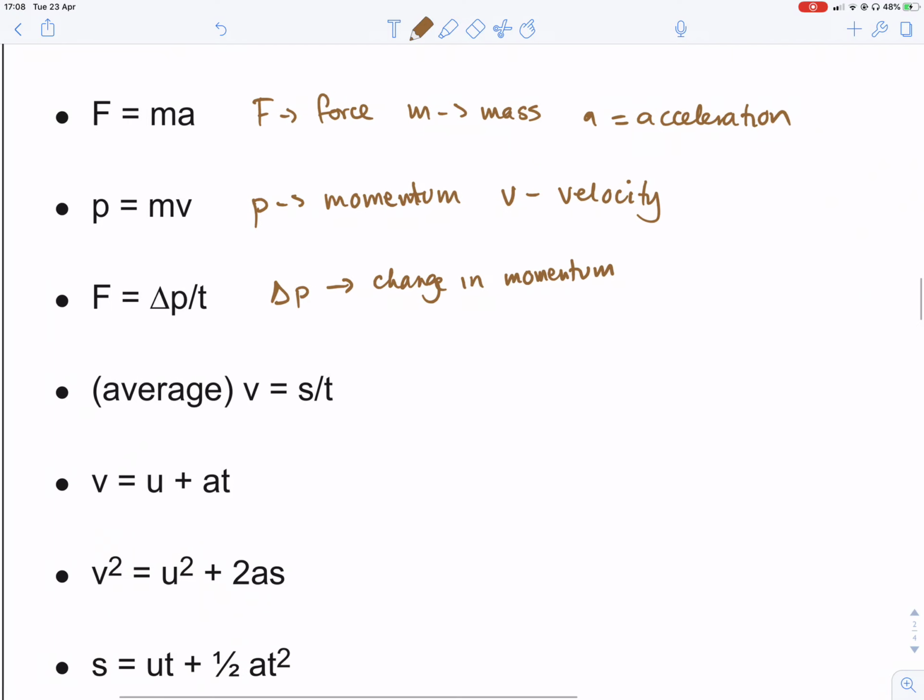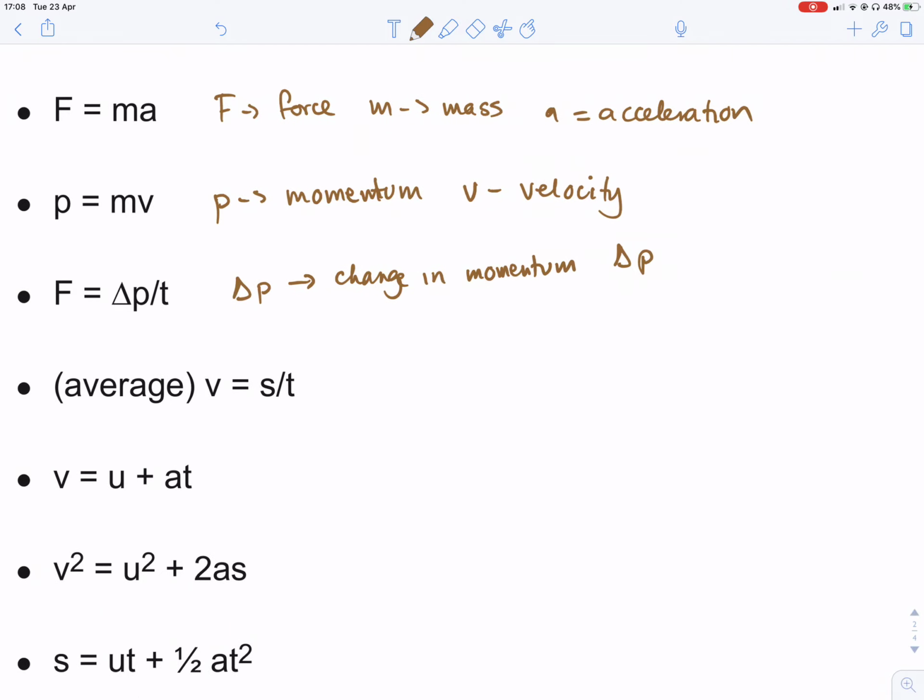So if delta P is a change in momentum, it is actually mv minus mu, because mv is the final momentum and mu is the initial momentum. In fact, it's the other way: v is the final and u is the initial velocity. So it's like that.